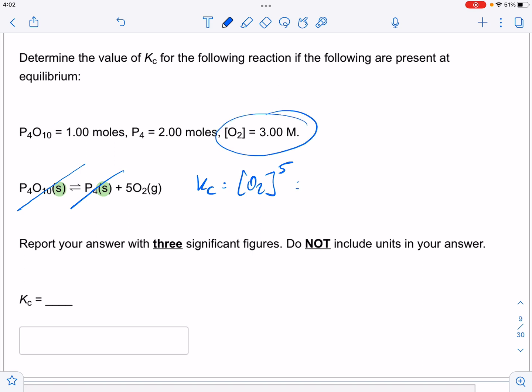And since the concentration of oxygen is 3 molar, then this is equal to 3 raised to the power of 5, and this will be equal to 243. 3 significant figures, 243. What do you do with 2 moles of P4, 1 mole of P4O10? You don't use them. It doesn't matter. They are solids. They will not affect the value of K.